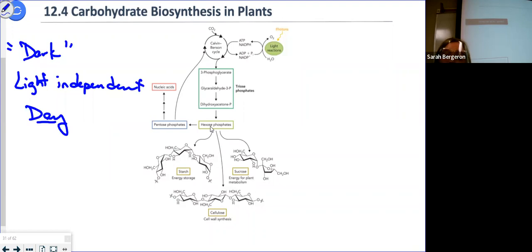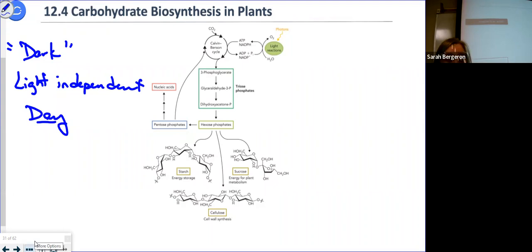Now, those hexose phosphates can be turned into pentose sugars, right? Those pentoses can be used in one of two things, either to go and build DNA and RNA, or re-enter the Calvin-Benson cycle. So you kind of have to know where all the different things can go. Good so far?